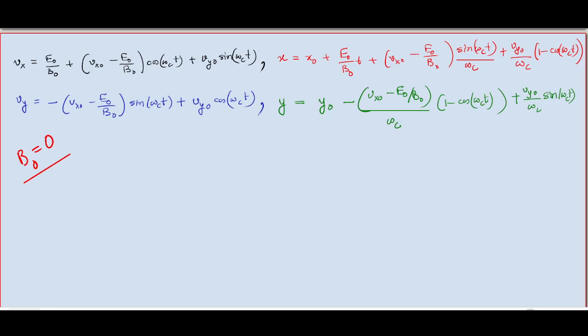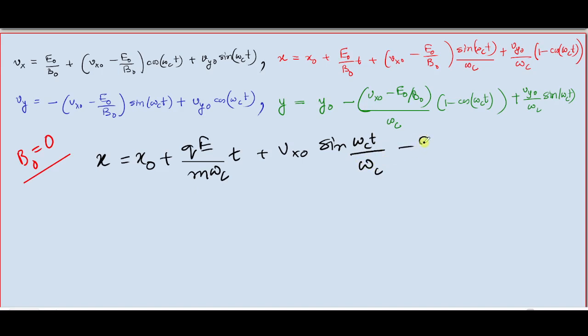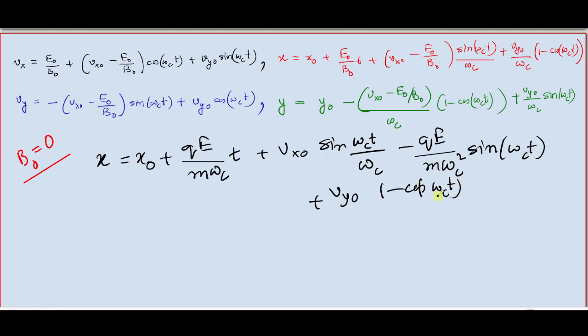Now, as far as the x limit is concerned, after you make the same replacement, x works out to be x0 plus qE by m omega c t plus Vx0 sine omega ct by omega c minus qE by m omega c square, one omega c from here, another from here, sine omega ct plus Vy0 into 1 minus cosine omega ct by omega c.